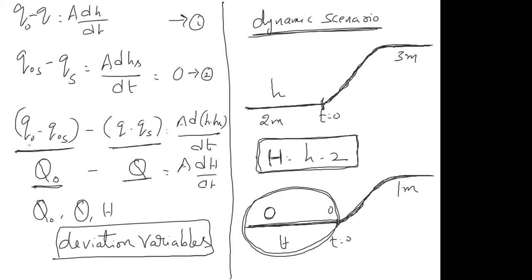So why is the initial value 0? Because you have defined it as actual value minus its initial value. Now what is its value here? 0. 2 minus 2 is 0, 2 minus 2 is 0. Finally it is going to settle at 3 meters, but its deviation value is 3 minus 2, which is 1 meter.